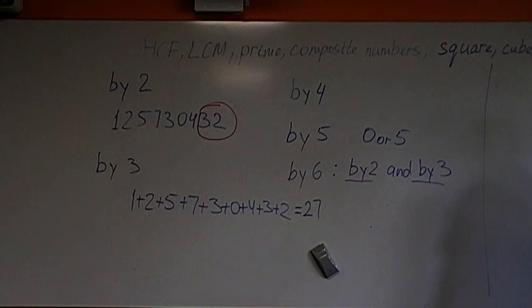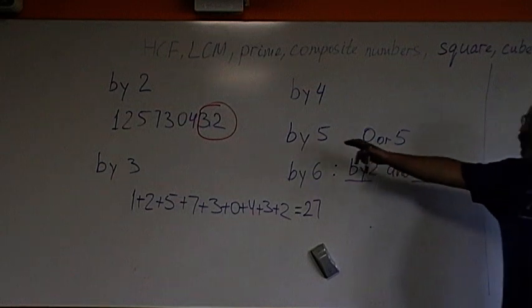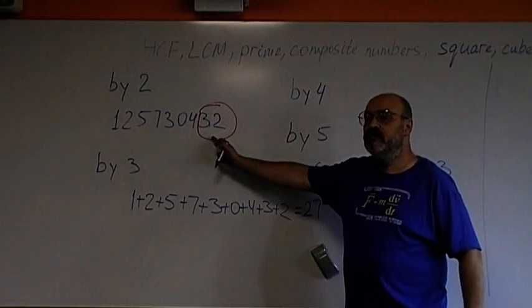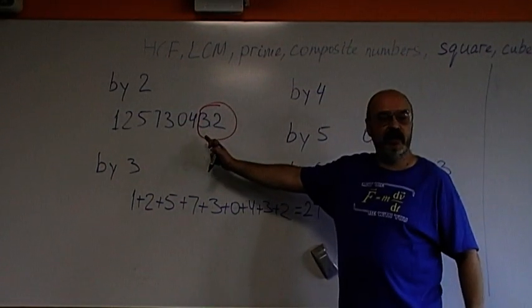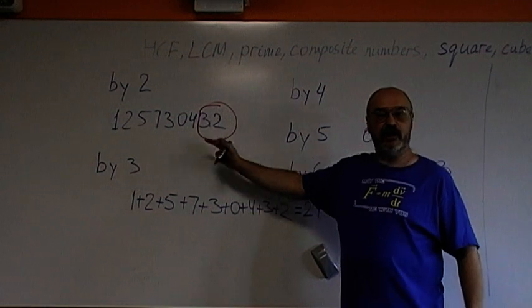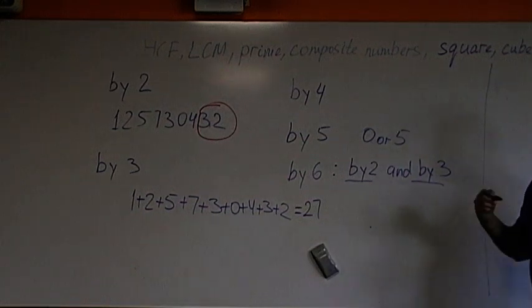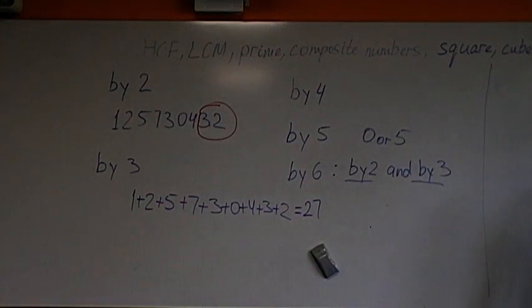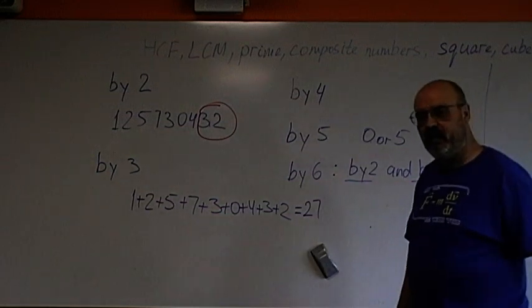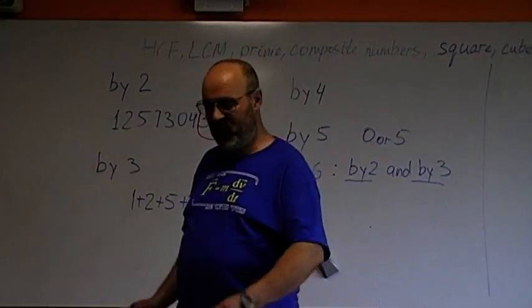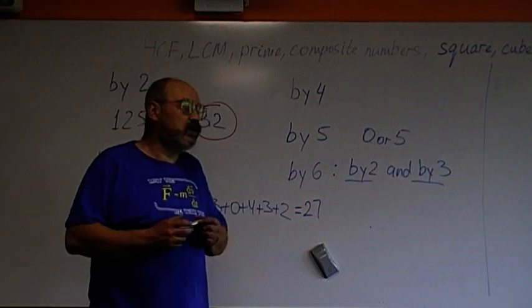Now, do you have a question? No? So, is this number divisible by 2? Yes. Is this number divisible by 3? Yes. So, is it divisible by 6? Yes. It has to be divisible by both. If it's divisible by only one of them, it's not divisible by 6. Make sense? Because 6 is 2 times 3.